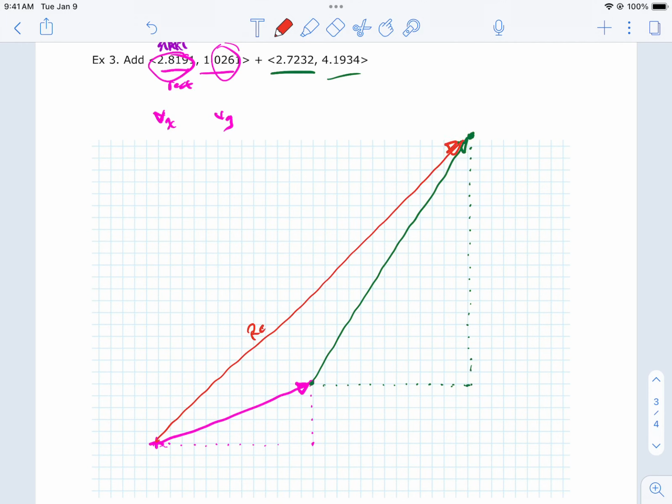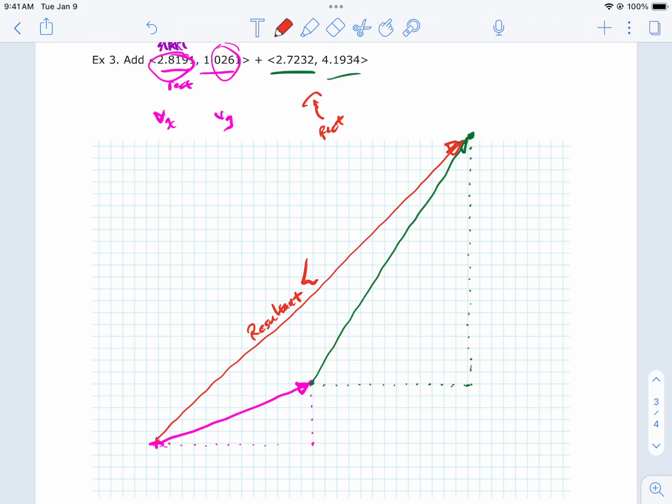So this is the answer. This is the resultant, whatever you want to call it. When you add those two vectors together, you get that one. What is that one? Well, they gave us rectangular form. This is rectangular form. We could give them polar form, but we could also give them rectangular form. Why not give them rectangular form?